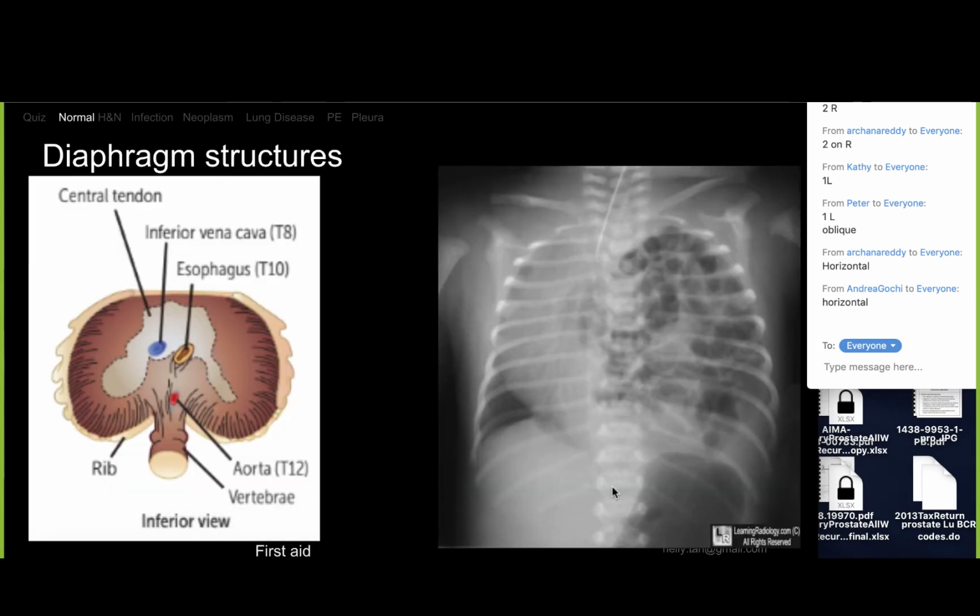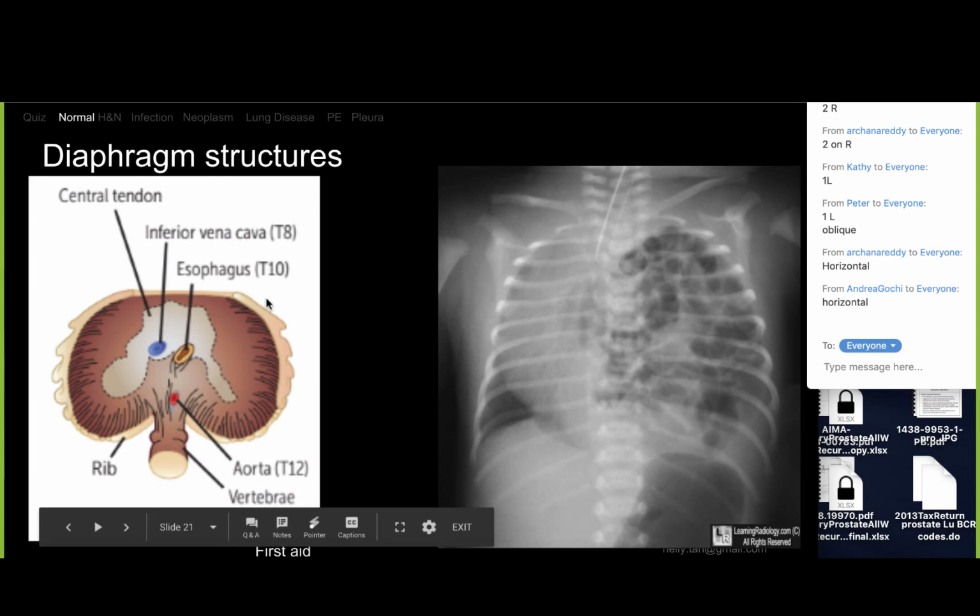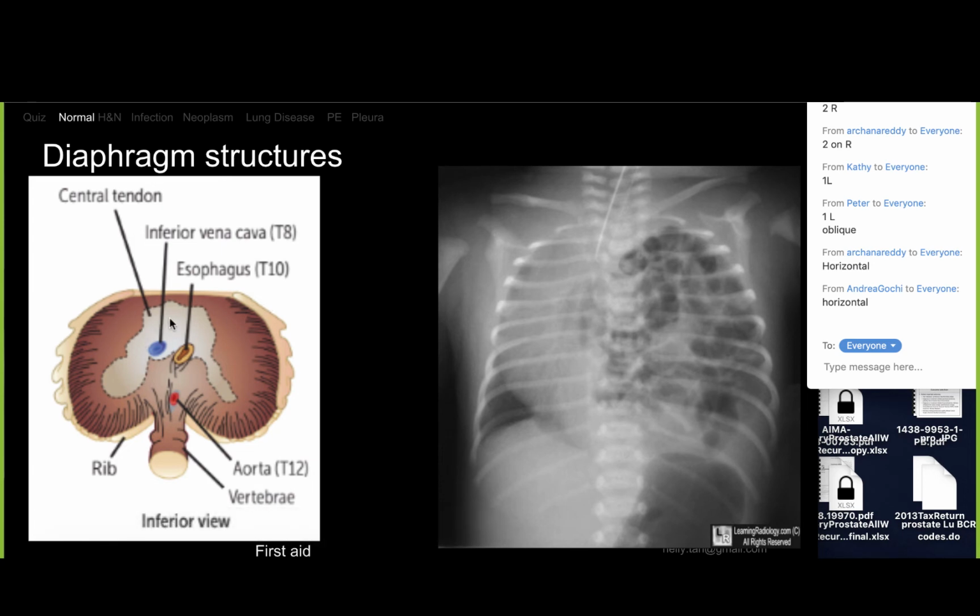The diaphragmatic structures, this is from First Aid. You have a tendinous part and a muscular part. And then you have three hiatuses: for the IVC, the esophageal hiatus, and then the aorta. The aorta is the most posterior one. You can have congenital defects within the diaphragm, and if you do, then abdominal contents can herniate up into the chest.